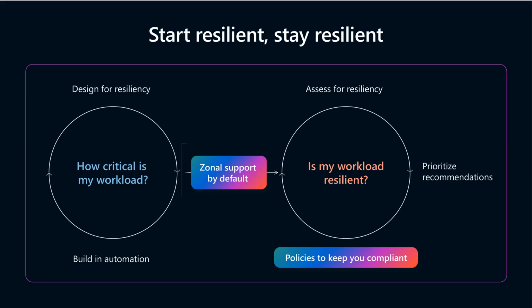We don't just help you start resilient, we support your application's resilience continuously throughout its lifecycle. This involves understanding your workload's criticality, designing for resiliency, automating risk reduction, and leveraging zonal support to increase availability. The process is ongoing, regularly assessing, prioritizing fixes, and updating your app's posture to stay secure and reliable over time. With continuous evaluation and compliance policies, your application remains healthy and resistant to failure long term.